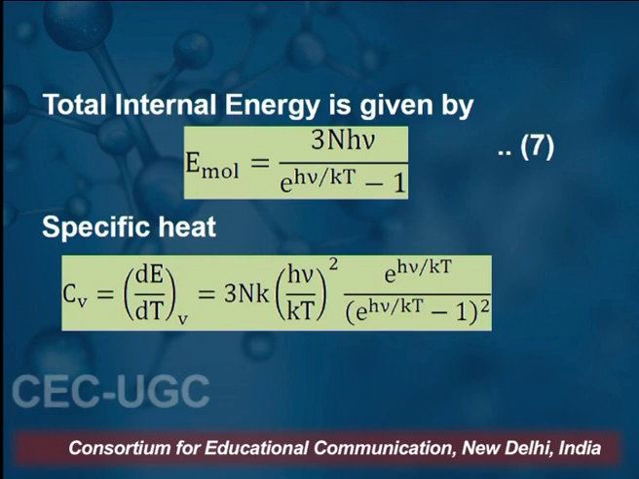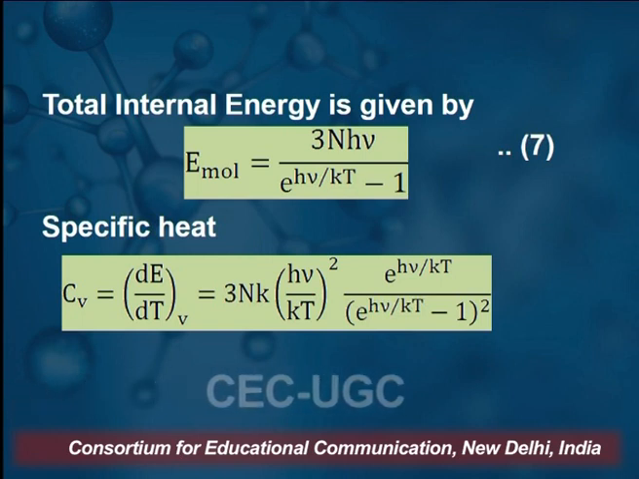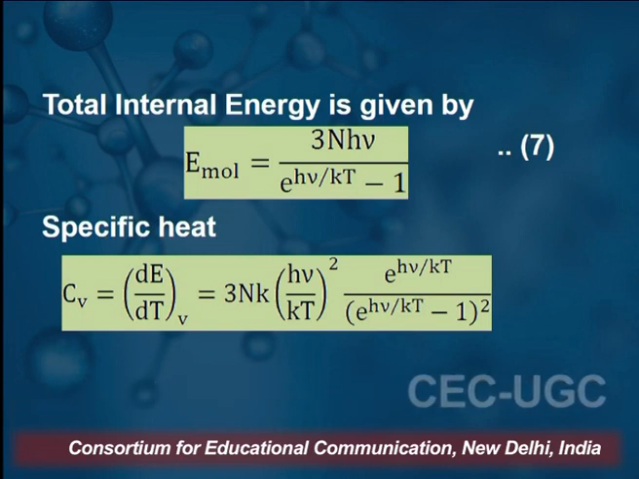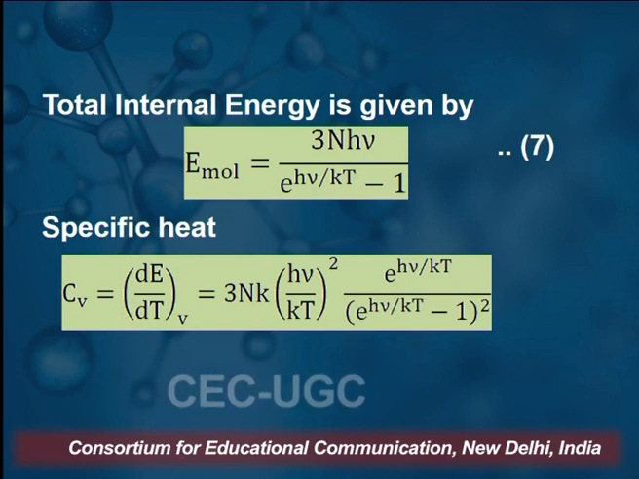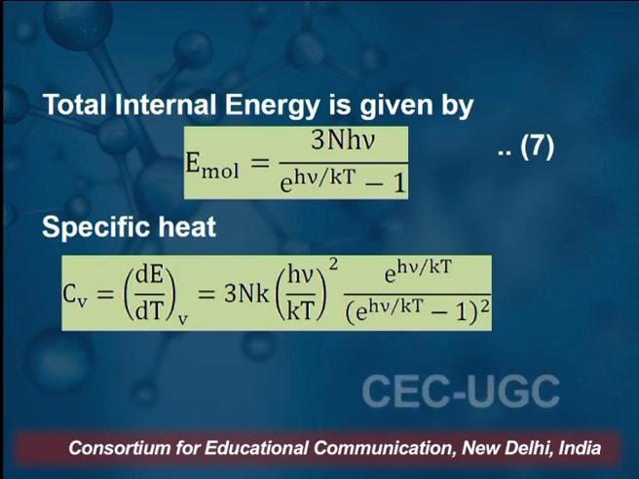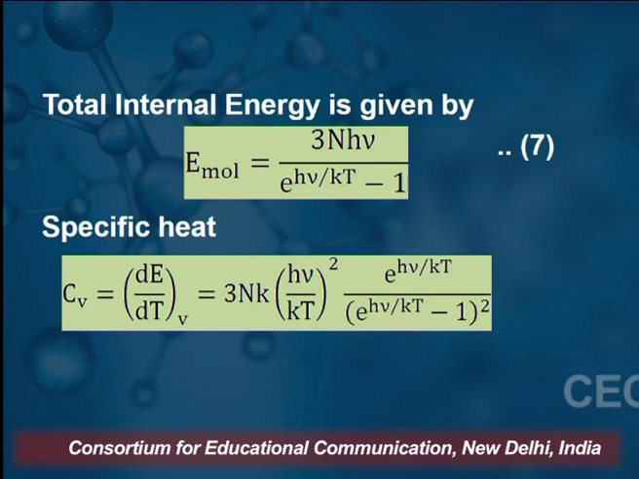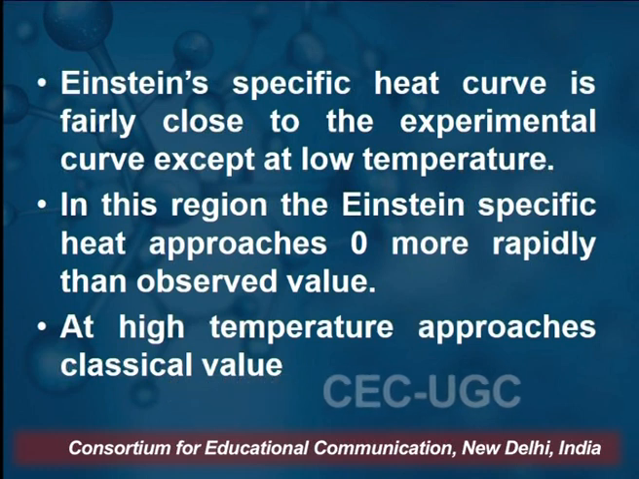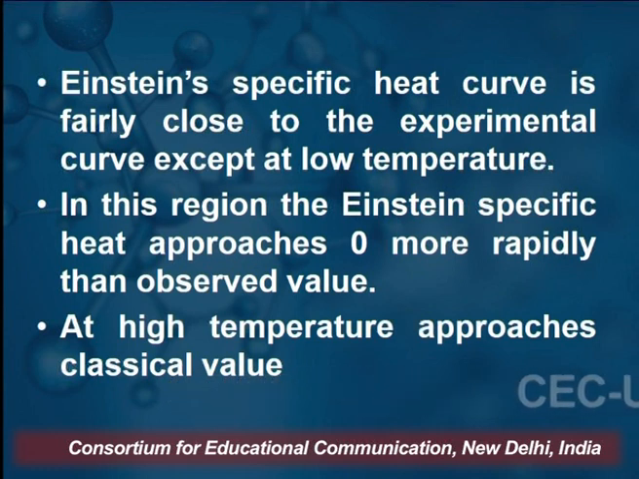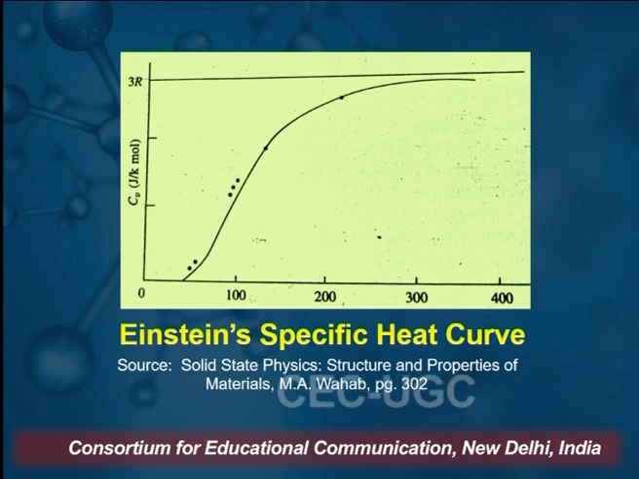So specific heat, which is equal to dE by dT at constant volume, will be equal to 3Nk into h nu by kT whole square, e to the power of h nu by kT upon e to the power of h nu by kT minus 1 whole square. Einstein's specific heat curve is fairly close to the experimental curve except at low temperatures. This is the Einstein specific heat curve.